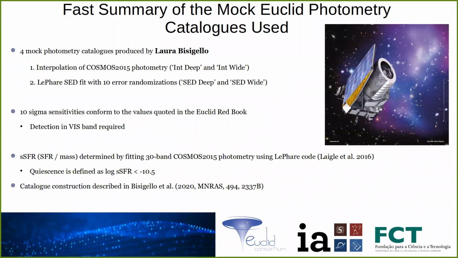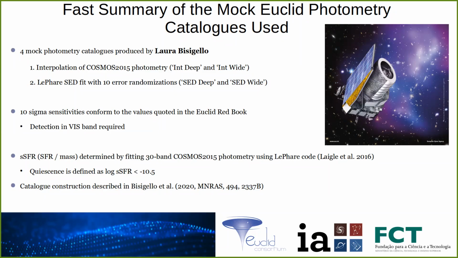So, moving on to the first paper. The idea was to test how well machine learning can select quiescent galaxies using mock Euclid photometry, sometimes combined with mock ground-based photometry, simulating LSST or UNIONS.